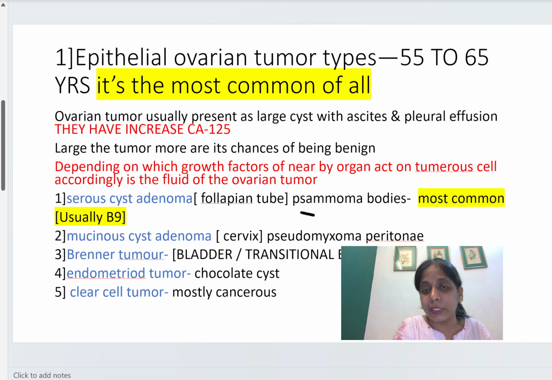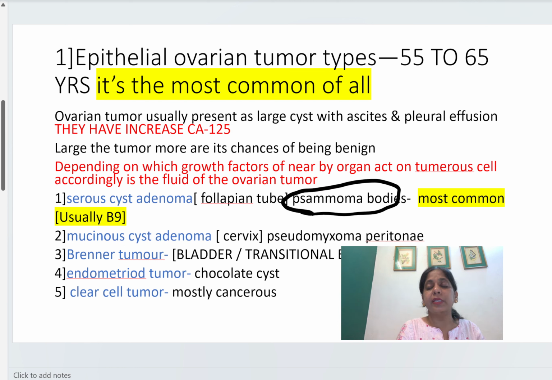Psammoma bodies, you have studied the psammoma bodies in other diseases also. So those psammoma bodies: when you order CA125 because you are suspecting an epithelial ovarian tumor, and then you operate on that tumor and send it for histopathology, if psammoma bodies are found, then it confirms that it is a serous cystadenoma.